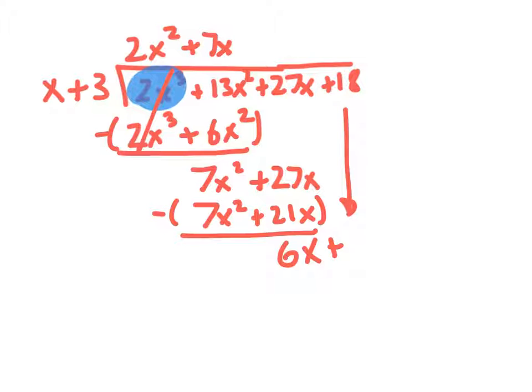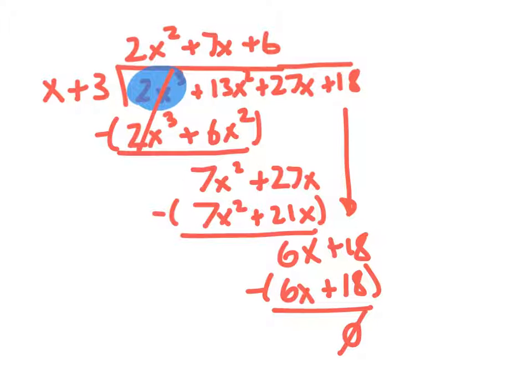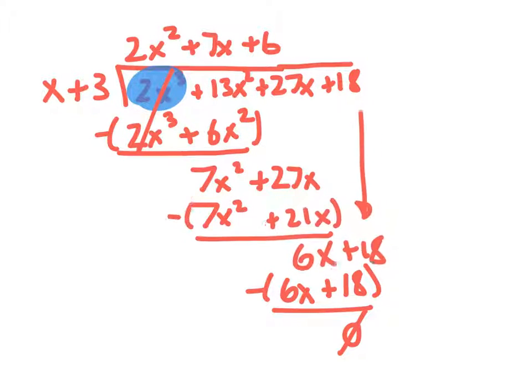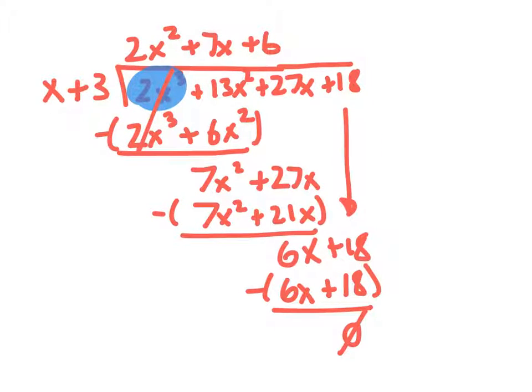Down comes the 18. And then I say, what do I multiply by x to get 6x? Well, that's just 6, that's easy. And watch the fun that's going to happen. We get 6x, and then the 6 times 3 happens to be our 18 that we were hoping for. And when I subtract that, I get 0. So it's a bit of a mess here. Let's see if I can get it out of the way here.